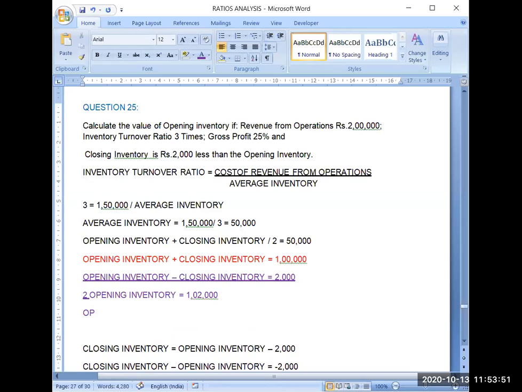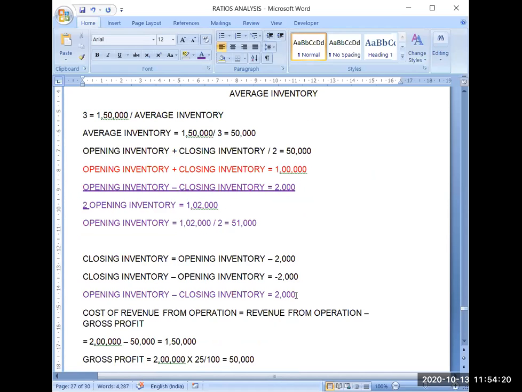Now the result will be opening inventory is equal to 1,02,000 divided by 2. Yes, very good. Is equal to 51,000. So this way I have calculated the value of opening inventory. Now I can put this value in the equation. In this equation I can put it and I can calculate the value of closing inventory also.